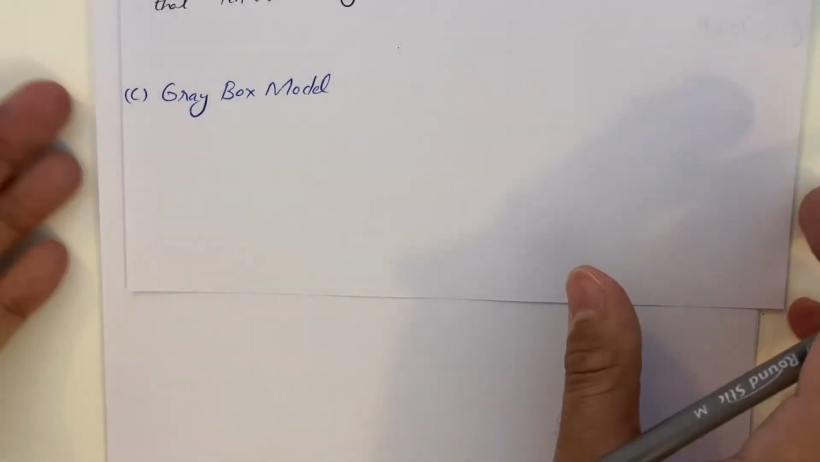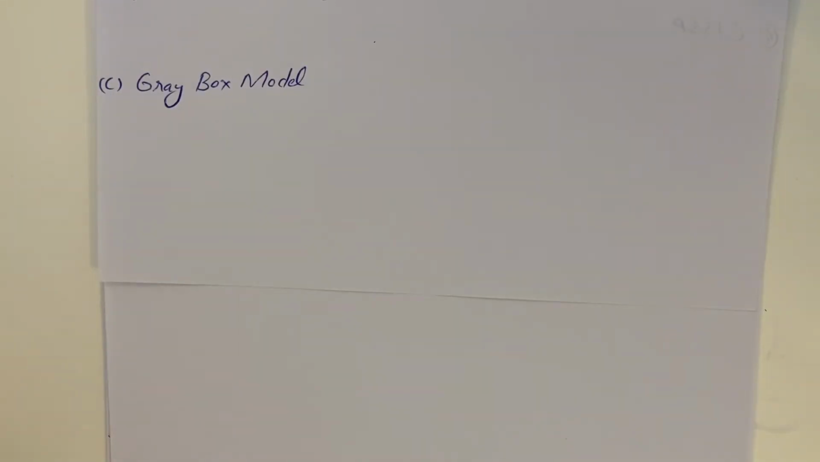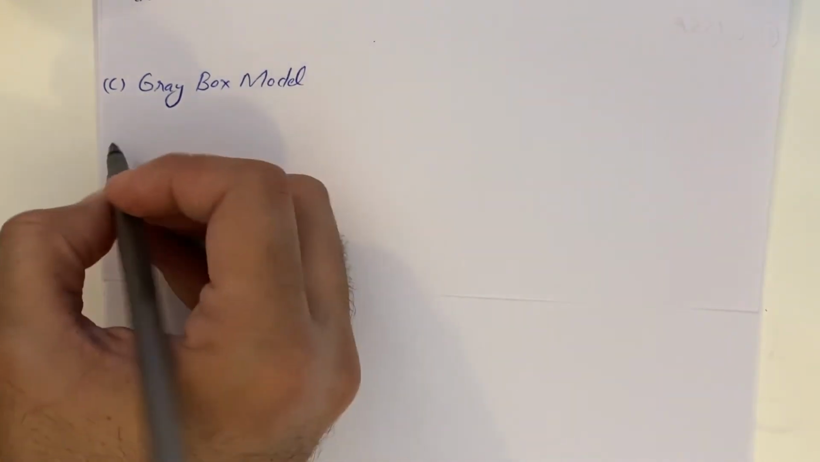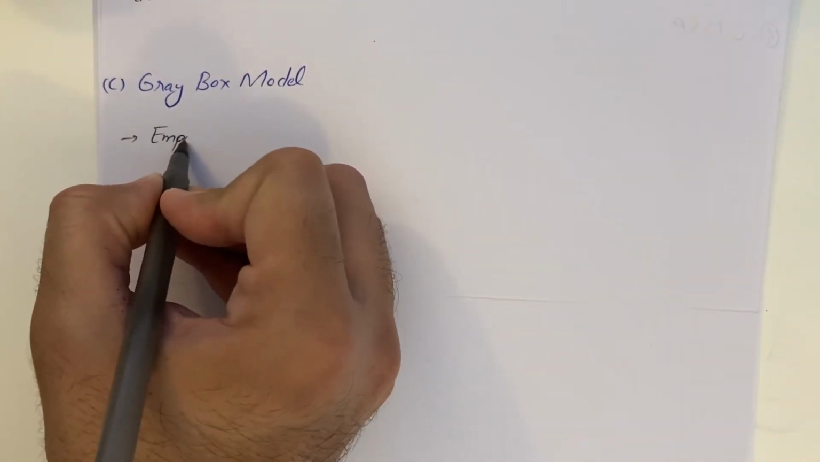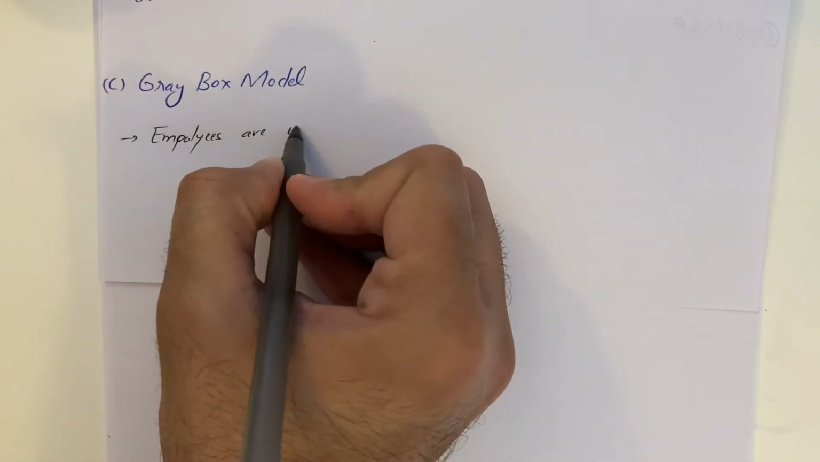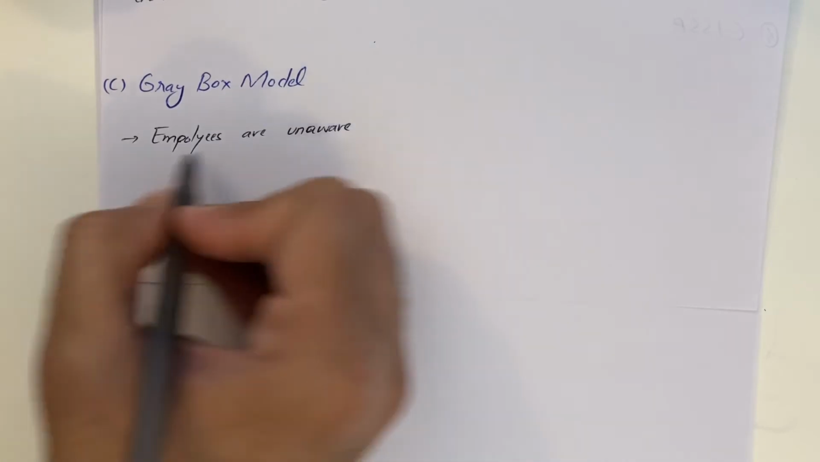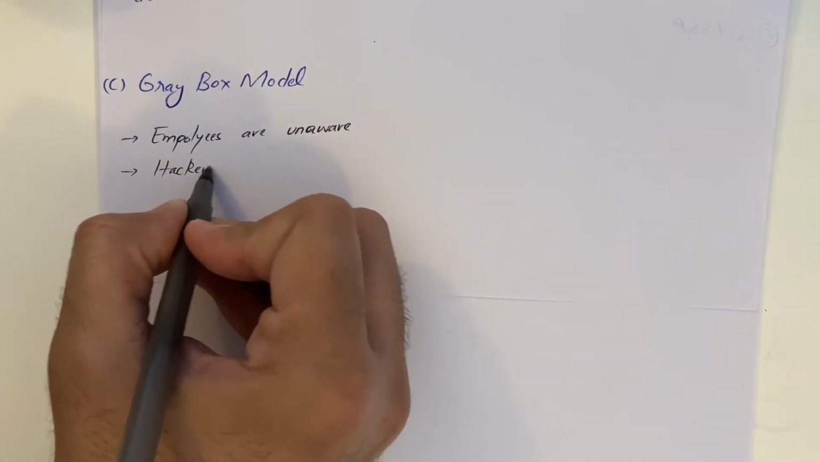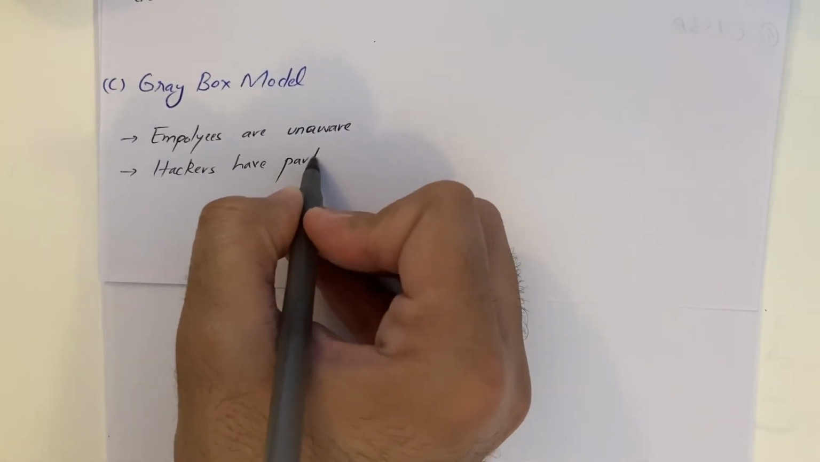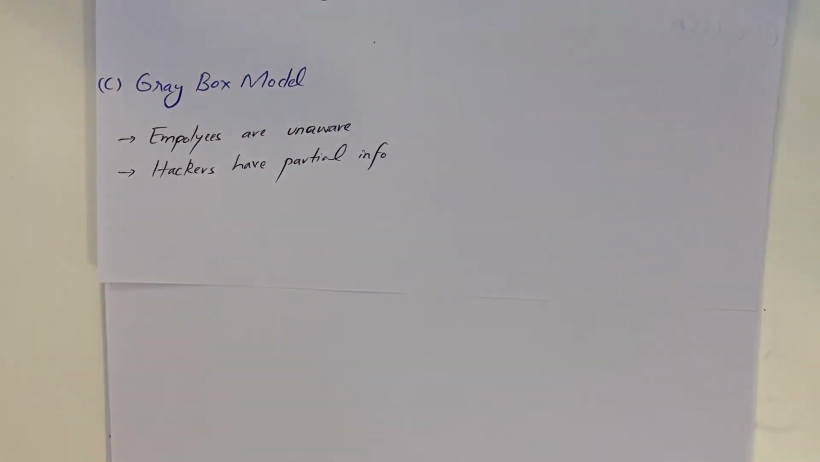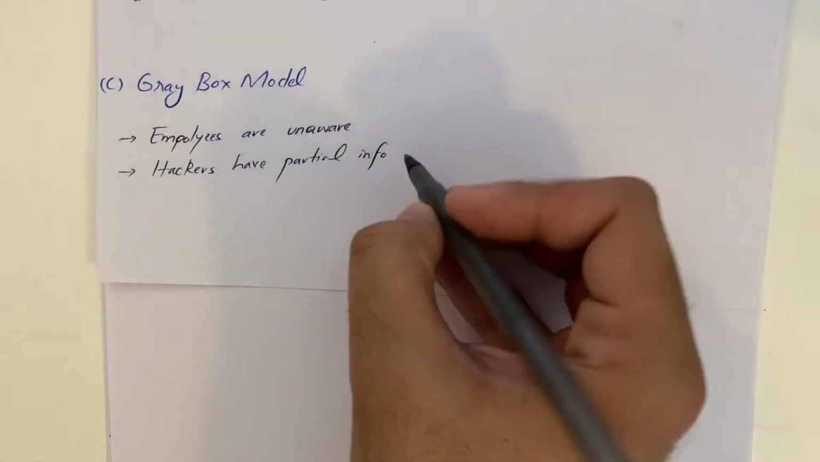The next model is the gray box model. As the name suggests, it's basically in between, where employees are not aware that the pen testing is being conducted, but the ethical hacker, the pen tester, has some partial or incomplete information. Like he might have the operating system details, but he's not provided with the network diagram, stuff like that. So you can say it's in between. Again, employees are unaware, but ethical hackers, in fact, have partial information about the network and information of the organization.